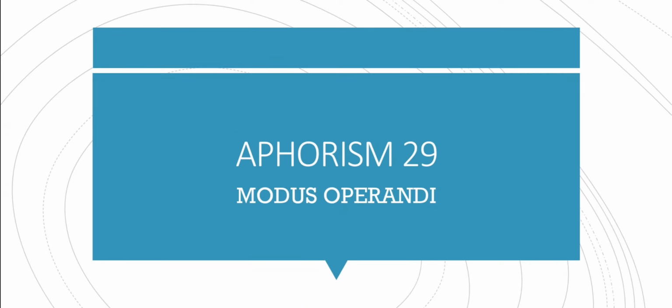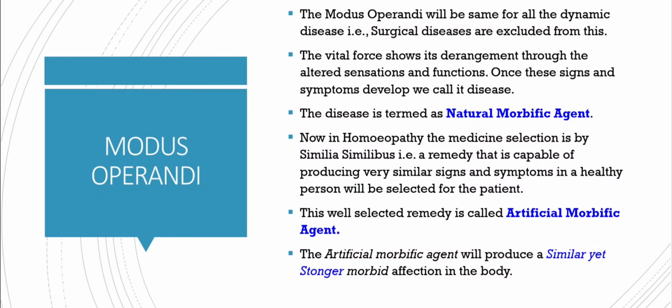Now moving on to Aphorism 29, which is the Modus Operandi of homeopathic medicines, that is, how cure occurs after the administration of a homeopathic medicine, is dealt with in Aphorism 29, which is a very important aphorism. So Modus Operandi is similar for all the dynamic diseases, that is, all the surgical diseases are excluded from this Modus Operandi. Now how will we identify a person is diseased? It is by the production of altered sensation and symptoms that the vital force will produce, which we call signs and symptoms.